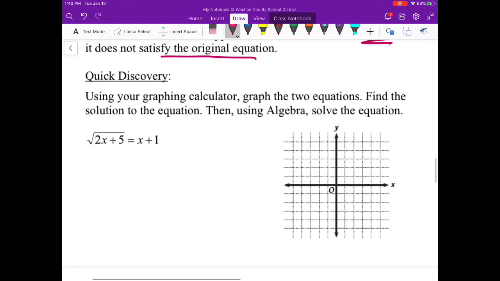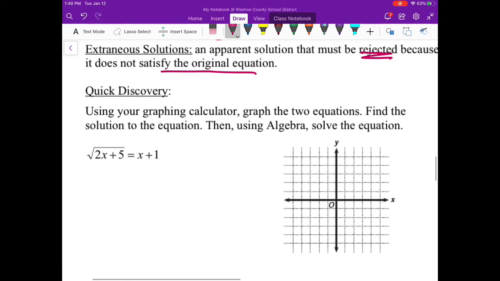All right, so let's see what happens when we set two equations equal to each other. Okay, so we're not just trying to find the value of x this time. We're trying to see what happens when we graph these. So you can use your graphing calculator for these two to find the solution, and then use algebra to solve the equation.